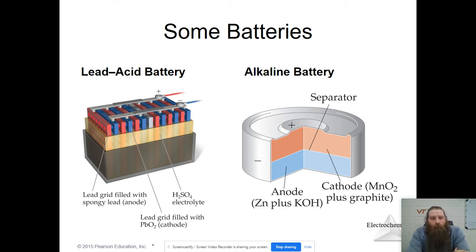That's our anode. That's the red guy here. The blue is the lead grid filled with lead oxide. That's our cathode. And this thing is entirely submerged in sulfuric acid, which is our electrolyte. Now, it's important that these red and blue things do not touch.